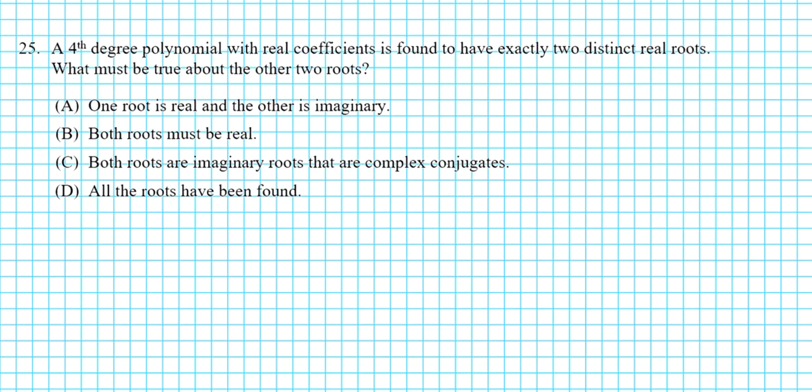Alright, let's take a look at question 25. It says a fourth degree polynomial with real coefficients is found to have exactly 2 distinct real roots. What must be true about the other 2 roots? Okay, so one thing you want to note, actually 2 things that you want to note.